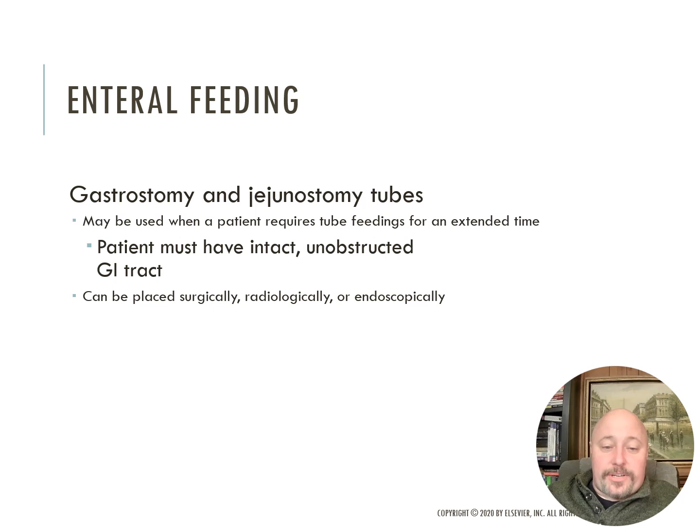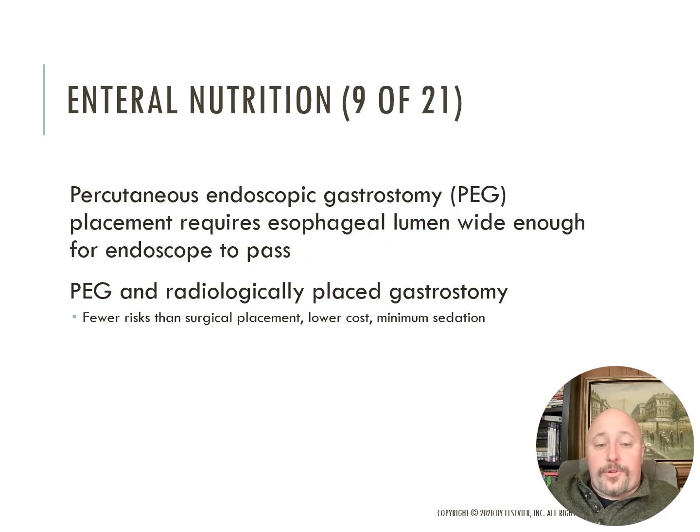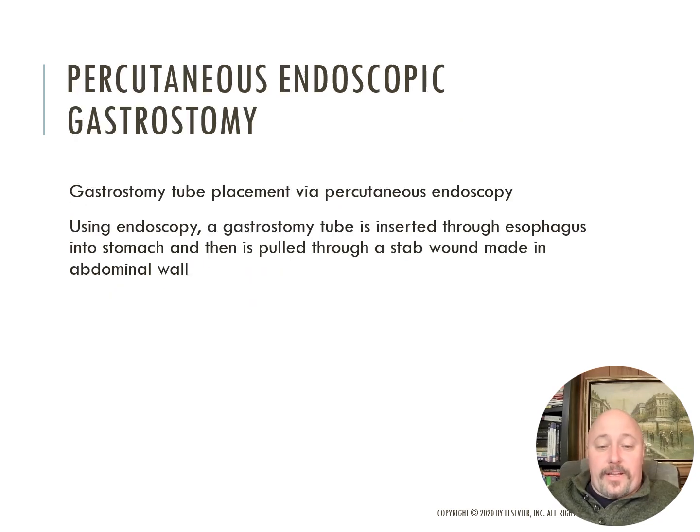Gastrostomy or jejunostomy tubes may be used when a patient requires tube feedings for an extended time. The patient must have an intact, unobstructed GI tract, and it can be placed surgically, radiologically, or endoscopically. On the other hand, percutaneous endoscopic gastrostomies, or PEG tubes, require an esophageal lumen wide enough for an endoscope to pass through. PEG and radiographically placed gastrostomies have fewer risks than surgical placement, a lower cost, and minimum sedation. Using endoscopy, a gastrostomy tube is inserted through the esophagus into the stomach and is then pulled through a stab wound made within the abdominal wall.